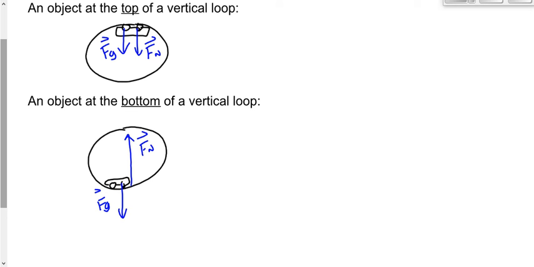Add the forces. F net is equal to the sum of the forces. That's what we do when we have a free body diagram. Now we're going to do that at the top and at the bottom, and for now it's going to look exactly the same.